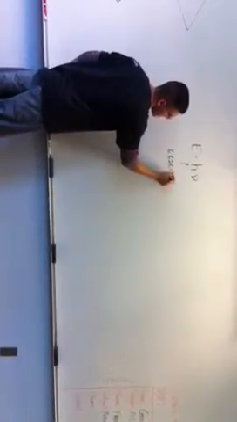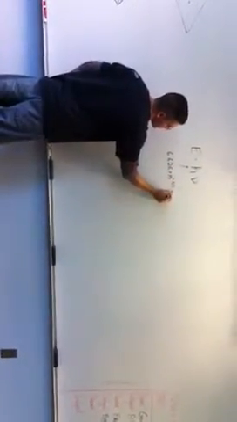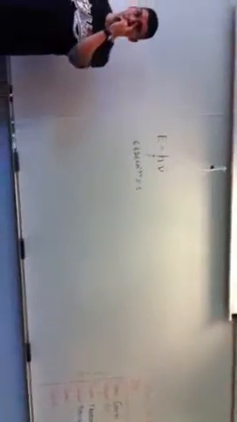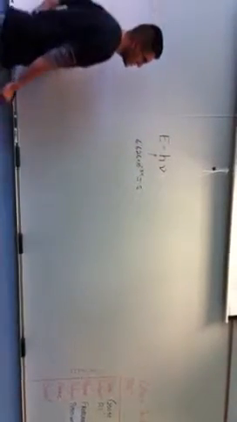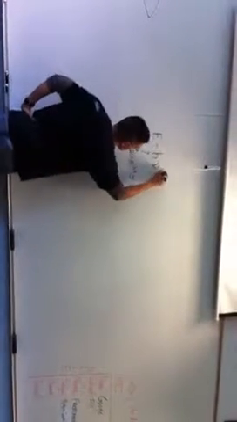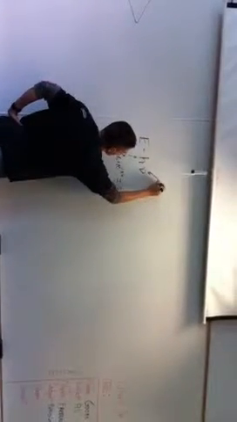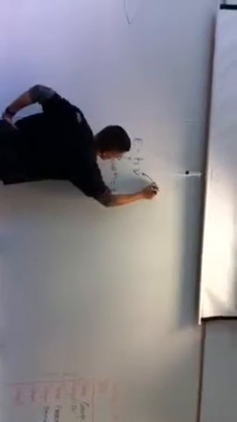is 6.626 times 10 to the negative 34 joule seconds. Joule seconds are the units of it. That is that constant, that is h. And nu, this right here, is frequency. This is the frequency that it's oscillating at.